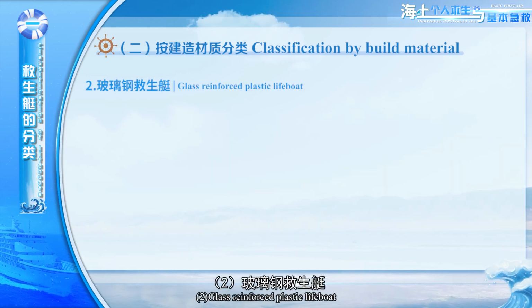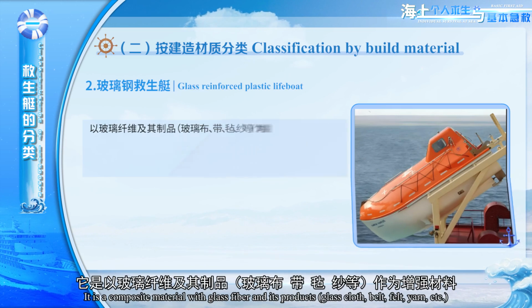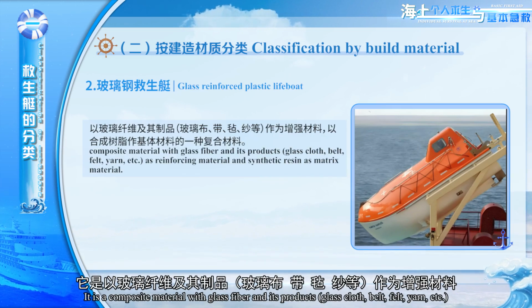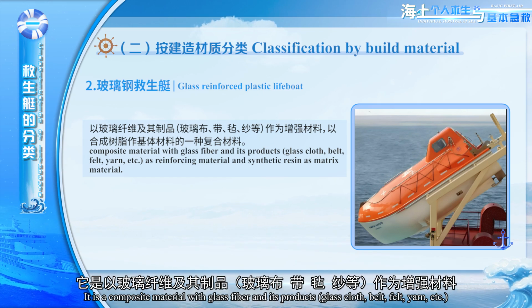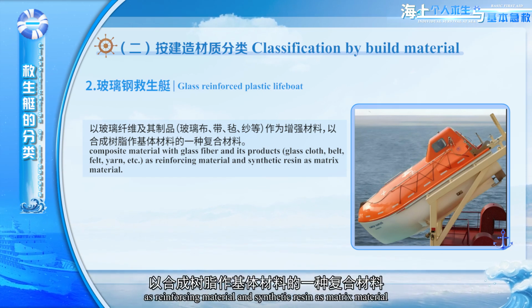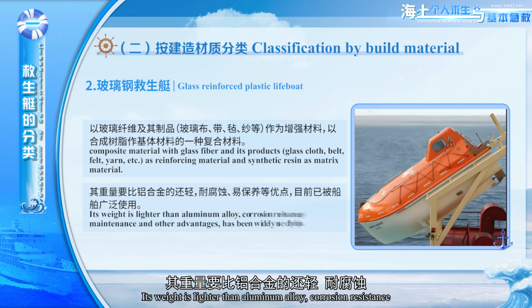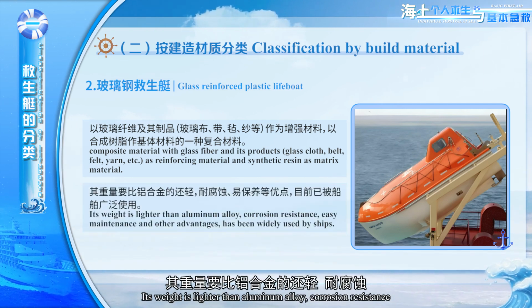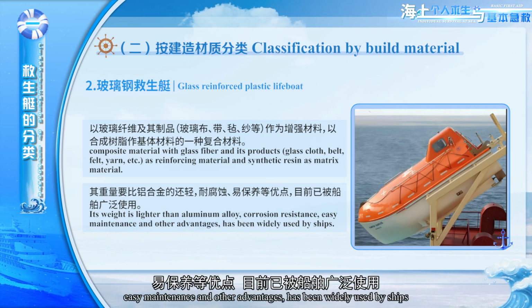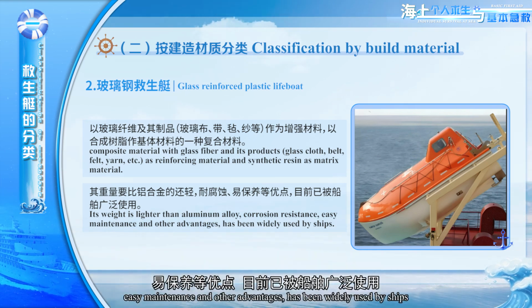2. Glass reinforced plastic lifeboat. It is a composite material with glass fiber and its products, glass cloth, belt, felt, yarn, etc., as reinforcing material and synthetic resin as matrix material. Its weight is lighter than aluminum alloy. It has corrosion resistance, easy maintenance, and other advantages, and has been widely used by ships.